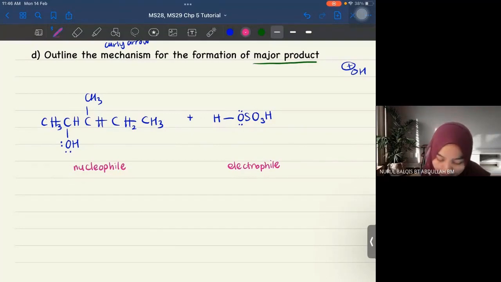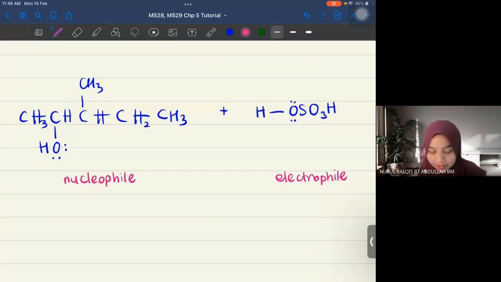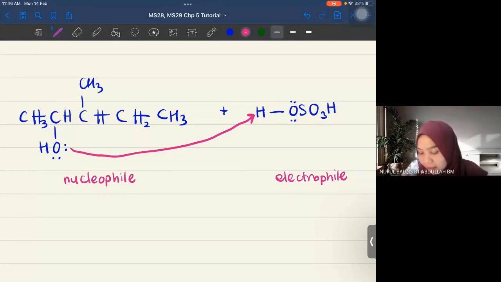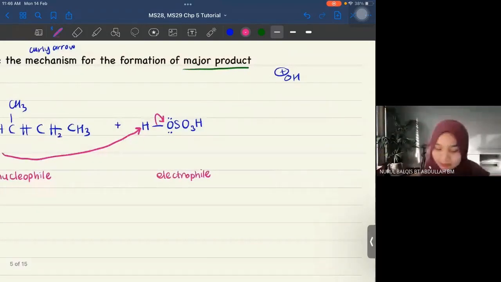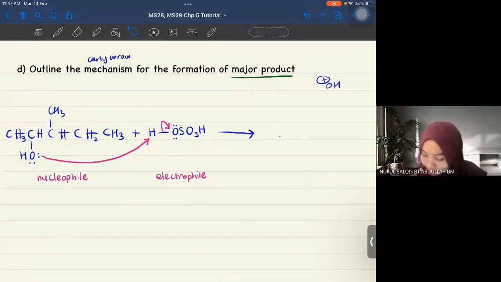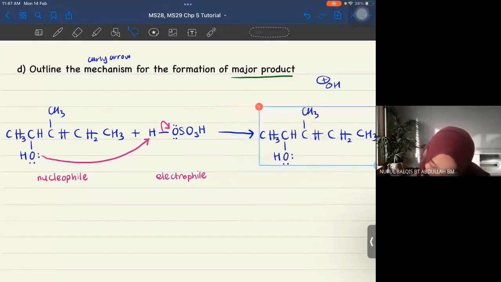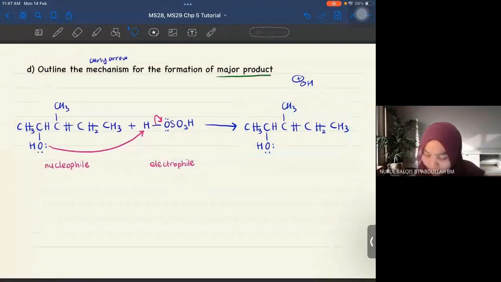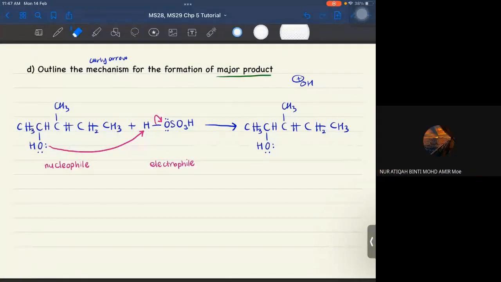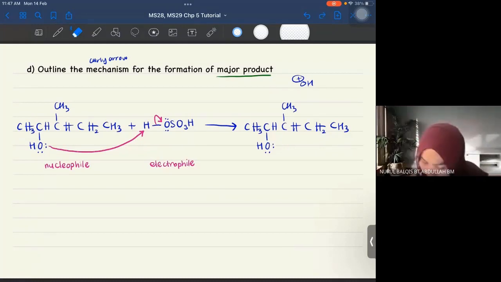Jadi, sekejap saya nak lukis sebelah ni. Senang sikit. H, kita punya lone pair kat sini. So the nucleophilic site is on this lone pair. Dia akan takes one of the hydrogen on this H2SO4. And then the bond between H and O will break. Okay, bila dia jadi macam ni, kita akan buat reaction, kita akan dapatkan produk dia. But now, apa yang kita dapat? Adakah masih sama? Ada perbezaan. Ada perbezaan dekat mana? Dekat O.